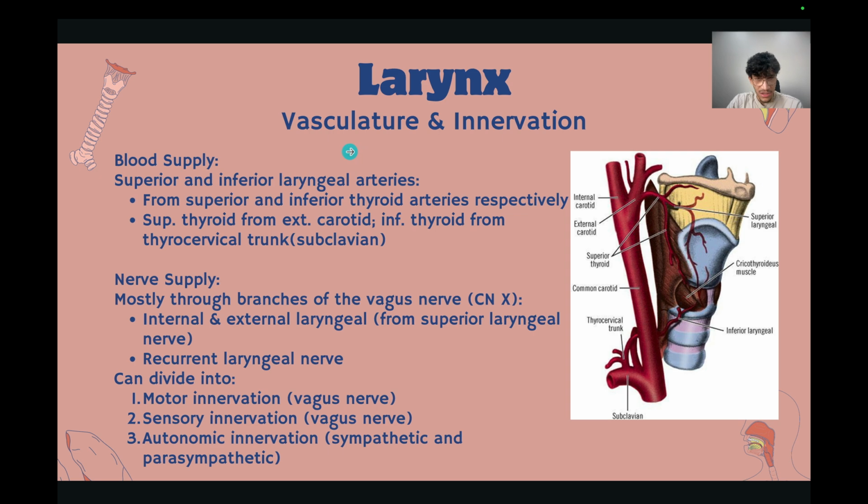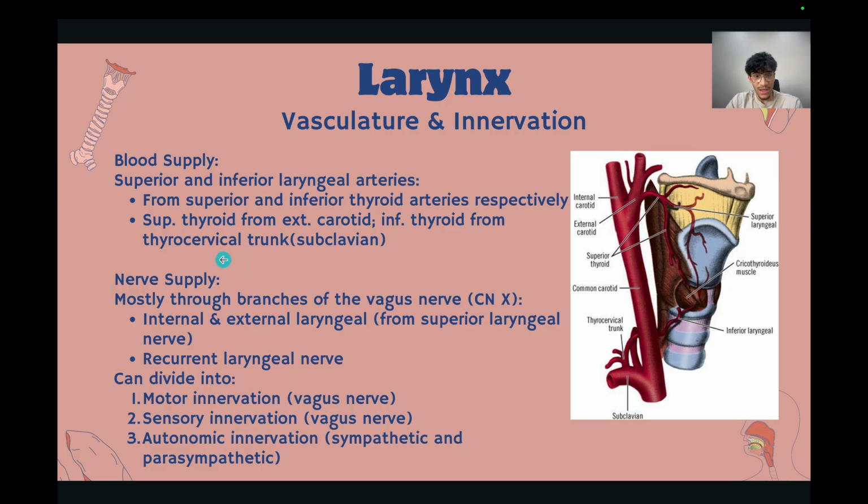Now for the vasculature and innervation, we have the blood supply. It's supplied by the superior and inferior laryngeal arteries. You can see here a superior and inferior. The superior thyroid artery comes from the external carotid artery, and the inferior thyroid artery comes from the thyrocervical trunk, which is from the subclavian artery.